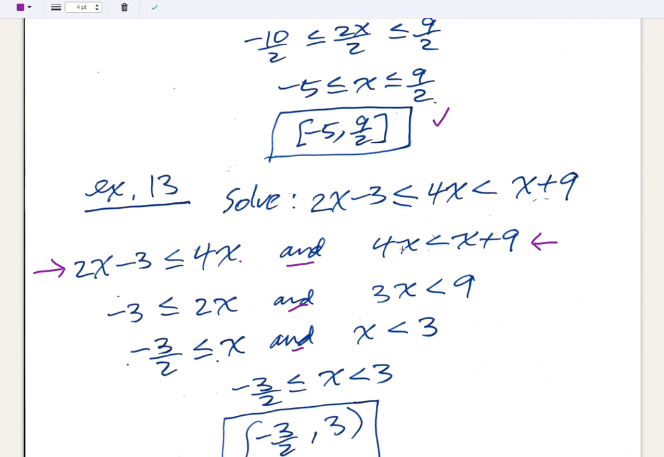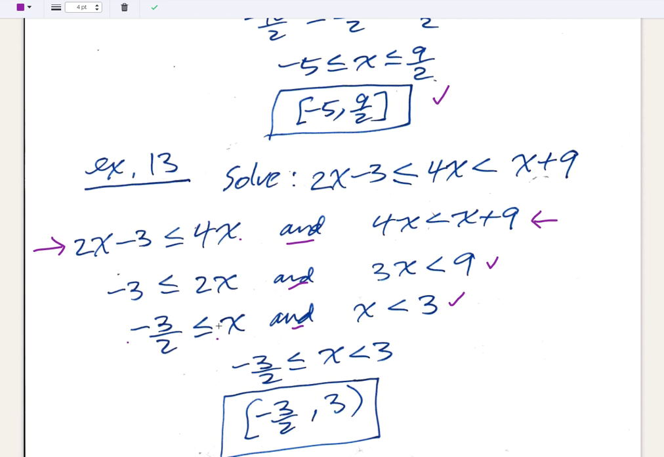Now over here, I've got 4x is less than 9 + x. Here, I'm going to subtract x on both sides, yielding 3x is strictly less than 9. That's different than what I did over here. I didn't subtract x on both sides over here. That's why I have to break it up here. Anyway, so I get 3x is less than 9. We divide both sides by 3, and we get x is less than 3.